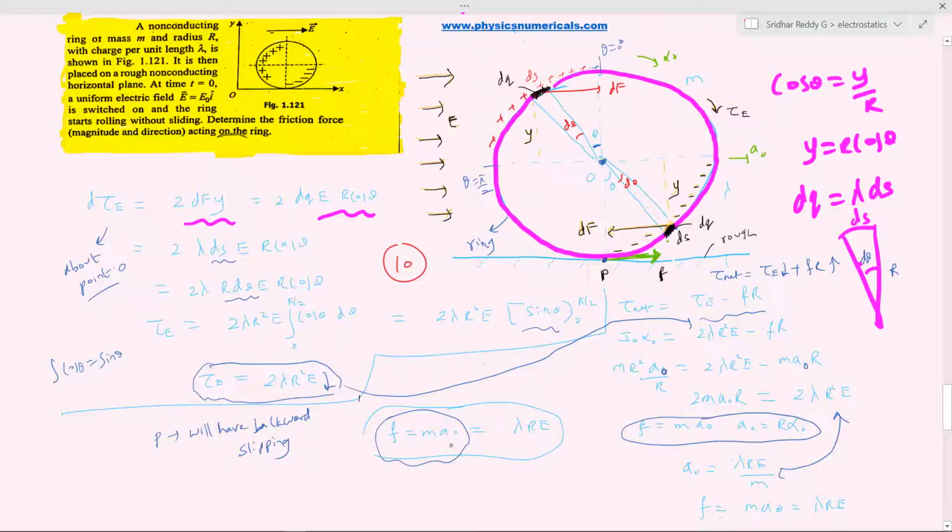Then we know what is F. Who will accelerate the center of mass? The friction. So F should be equal to M A naught. So A naught is equal to lambda R E by M. So this will be the magnitude of frictional force. So this will be our answer. Okay, I think I wrote it twice. I'll take it out. Unnecessary confusion for you, so many steps.